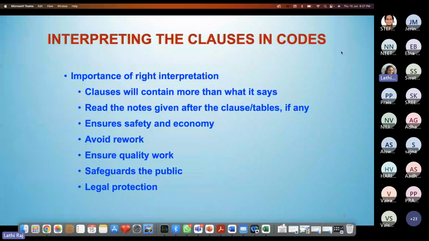Some of the clauses? Yes, ma'am. Any of the clauses which you were not able to understand, or were you able to follow all the clauses given in that? Some of the clauses, ma'am, it was difficult.